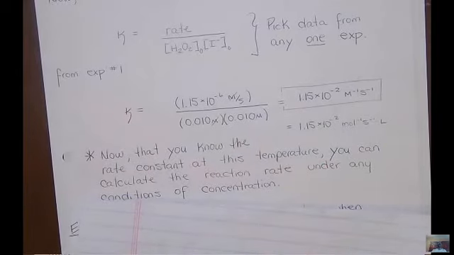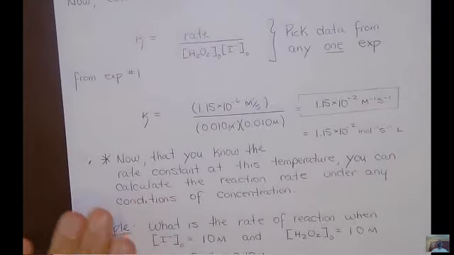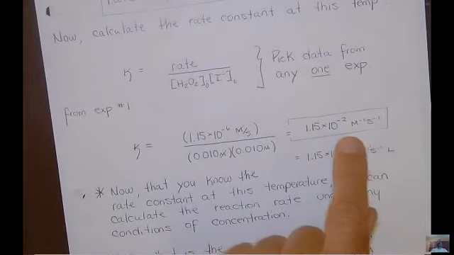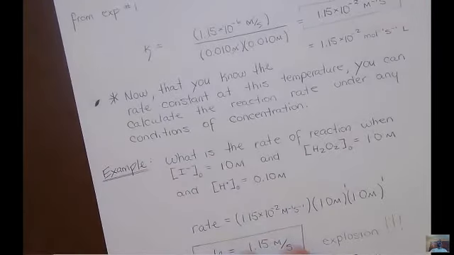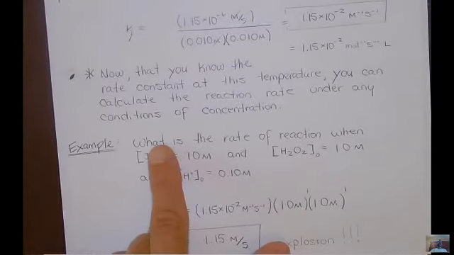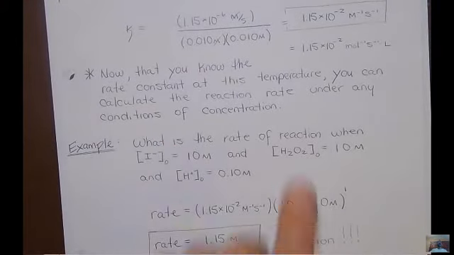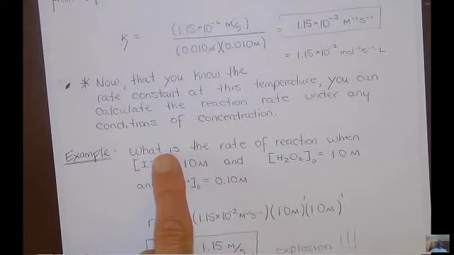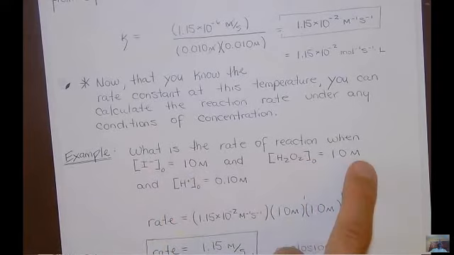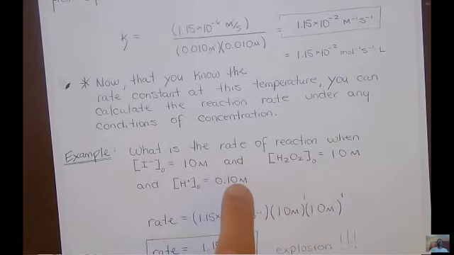Now that you know the rate constant at this temperature, you can calculate the reaction rate under any conditions and pressures. So once you know the rate law and the rate constant, someone gives you a different scenario and they say, well, how fast is this going to react? What is the rate? Okay, so here's a different scenario. Same situation, same temperature, right? Because rate constant K is definitely very much a function of temperature. What is the rate of the reaction when the I minus is 10 molar and the peroxide is 10 molar and the hydrogen ion concentration is 0.1? This corresponds to a pH of 1.